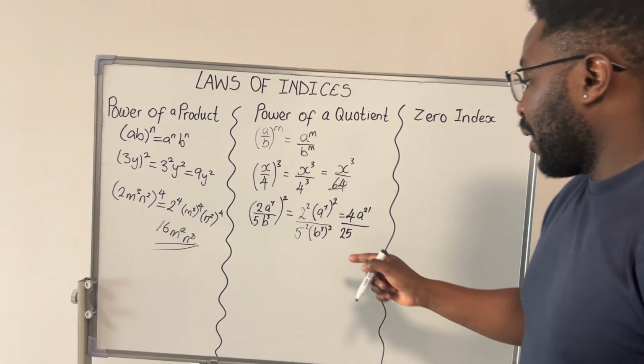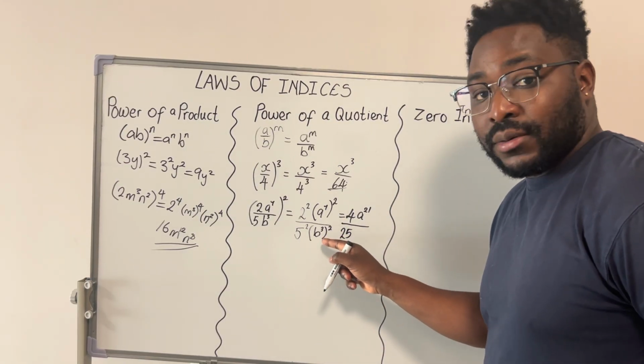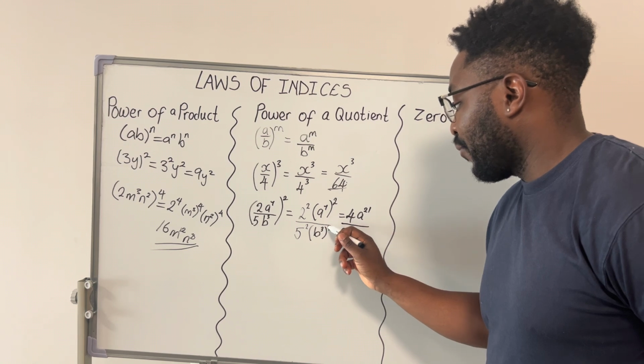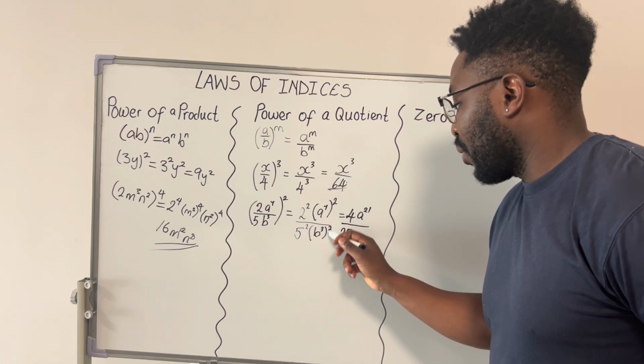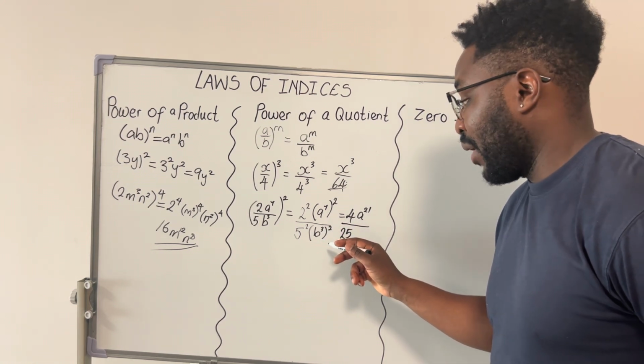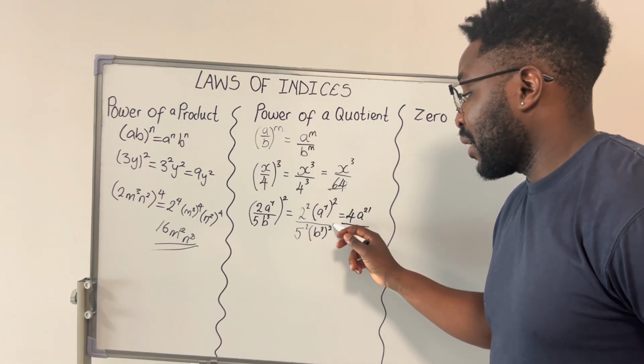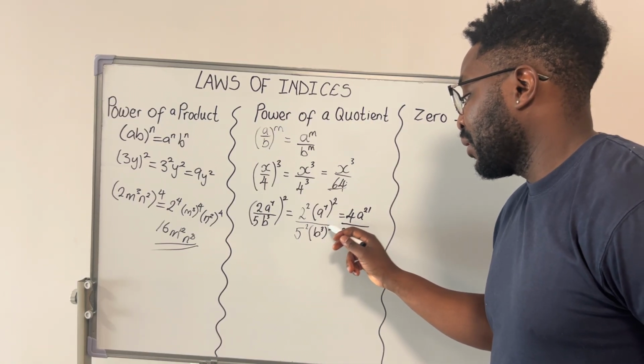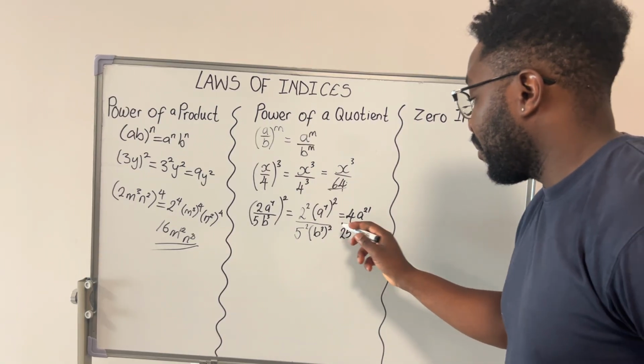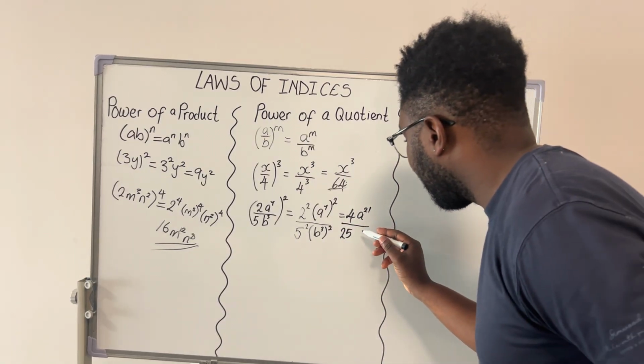And this other factor here, we can see that we're going to use the power of a power law, because we have an index that is raised to another index. So we just have to multiply the indices. So 3 multiplied by 2 gives us 6, so b to the power 6.